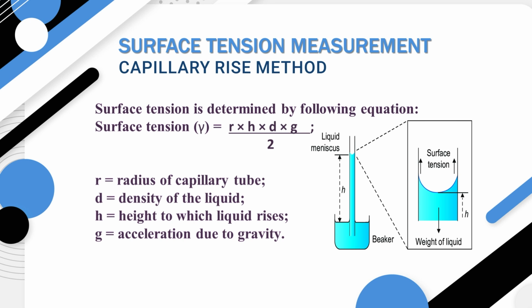R is the radius of the capillary, H is the height by which the liquid rises. If it is water, how much water has risen. If it is alcohol, how much alcohol has risen. So you know the height that the liquid has gone up in the capillary. D is the density of the liquid, that you know, and G is the gravity. So multiply all four of them, divide by 2, and that is the surface tension.